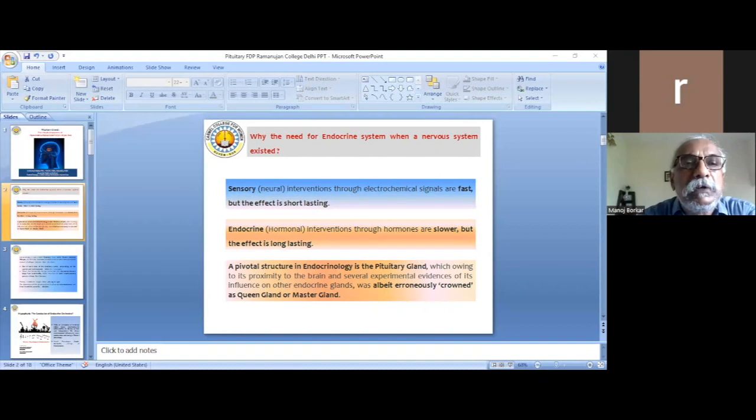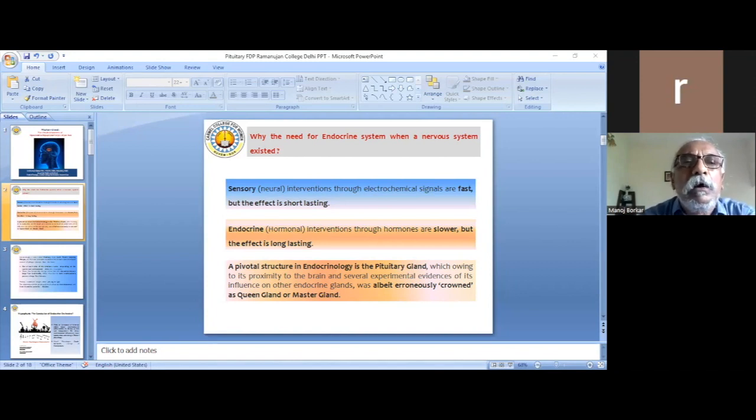Good afternoon. Today, I would like to speak to you about the pituitary gland as a critical component of the hypothalamo-hypophyseal target organ axis. This is an important concept in the realm of endocrinology, which, as all of us know, is the science of endocrine glands and their secretions, which are known as hormones.